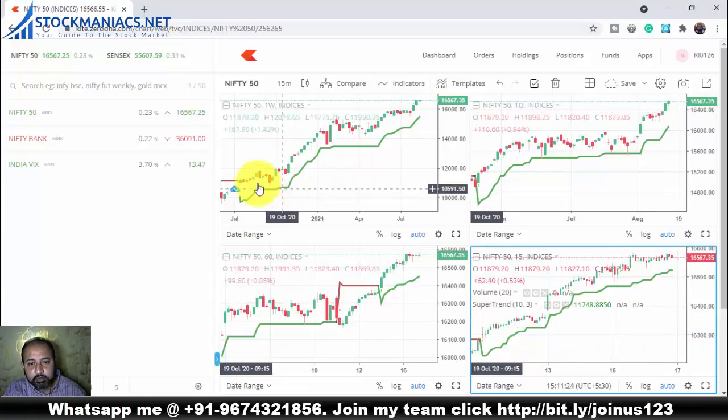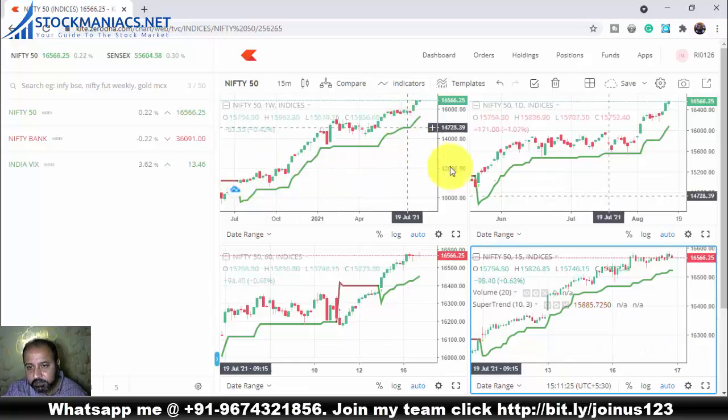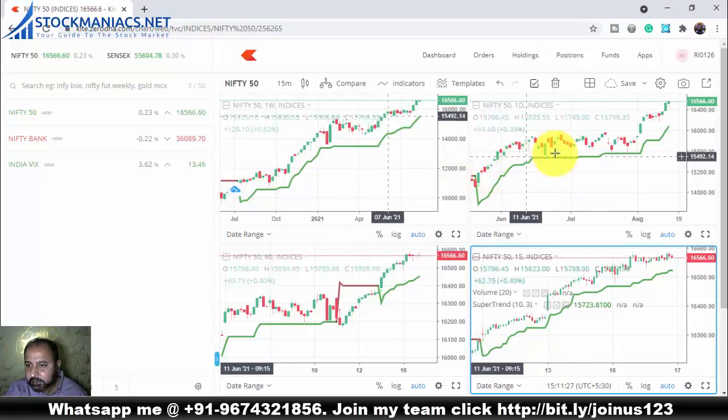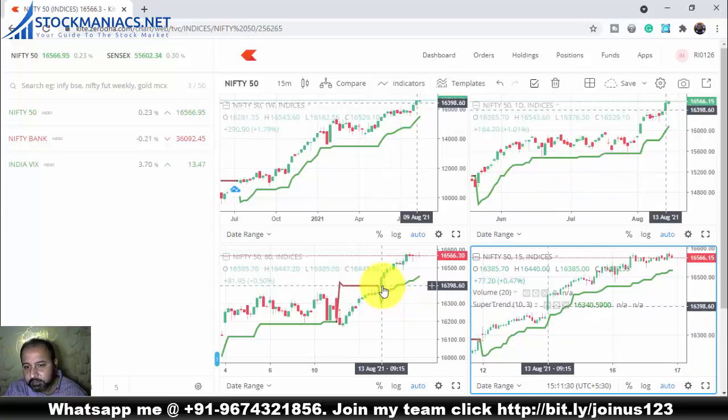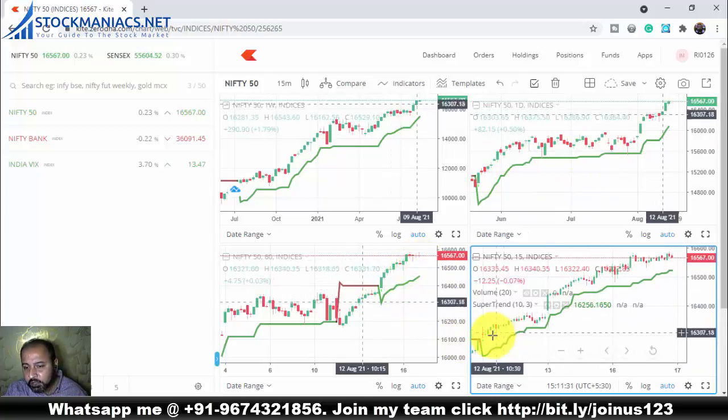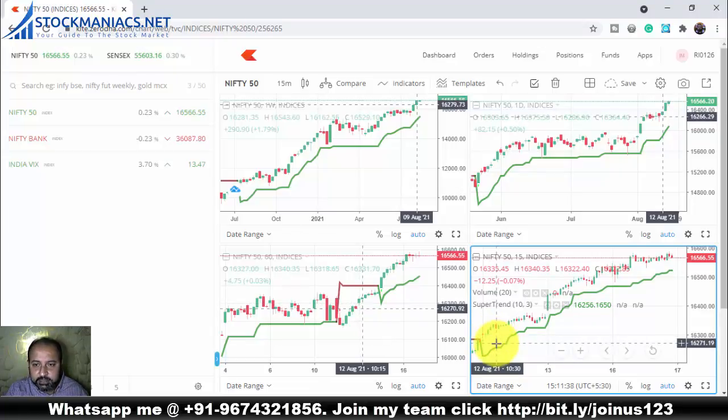You can see the weekly time frame chart is up, the daily time frame chart is up, the hourly time frame chart is up, and the 15 minutes time frame chart is up, my dear friends. You cannot fight with the primary trend. You need to go with the primary trend. So whenever you are getting a buy signal, you need to enter all the buy signals and you need to ignore all the sell signals.